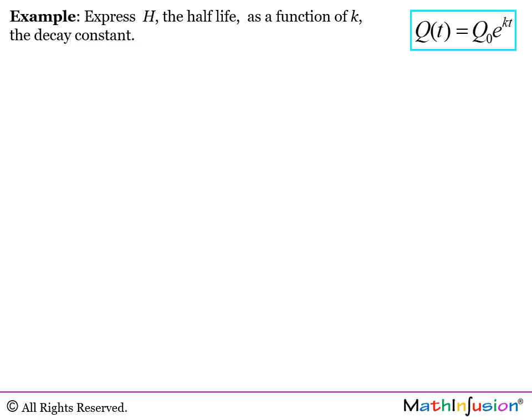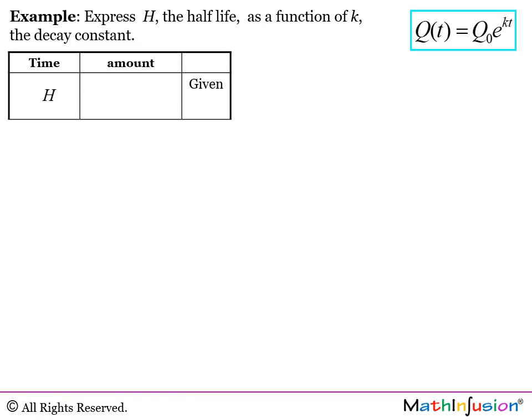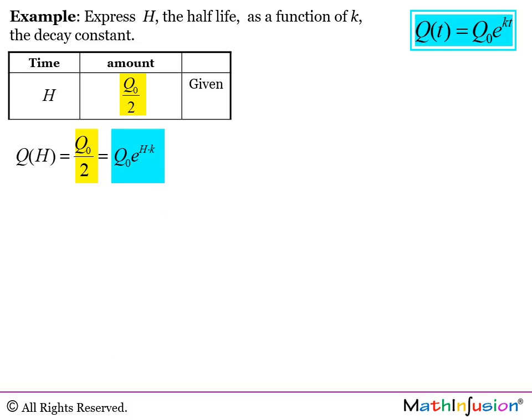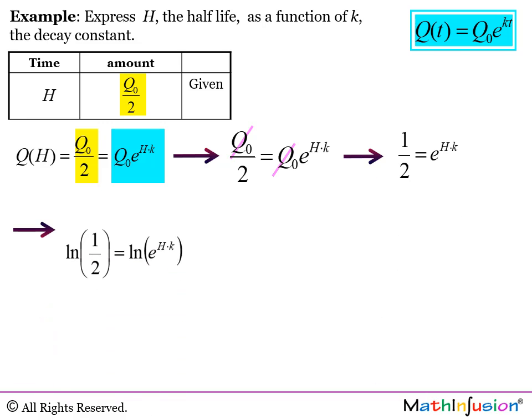Example: express h, the half-life, as a function of k, the decay constant. Again, we are going to do a chart. What happened at h? The amount is half, so we get the amount of Q0 over 2. Again, we are going to express Q of h in two ways. One using the chart, and one using the model, the exponential model. And we get that. We're going to cancel out Q0. We're going to apply ln to both sides.